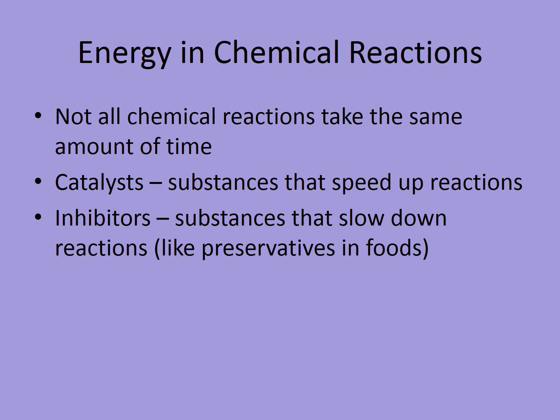Now, the other thing that we can affect is how quickly or slowly these reactions happen. So if you have a slow reaction, you can add a thing called a catalyst that speeds up the reaction. If you have something that you need to slow down, then you add an inhibitor. And an example of this are preservatives in food that basically slow down that process of decomposition.